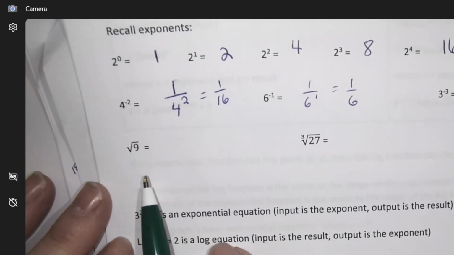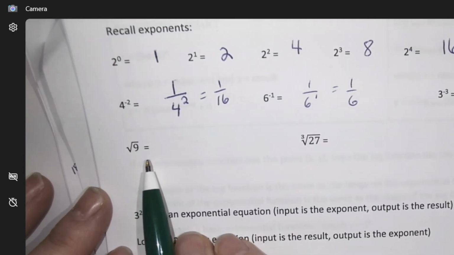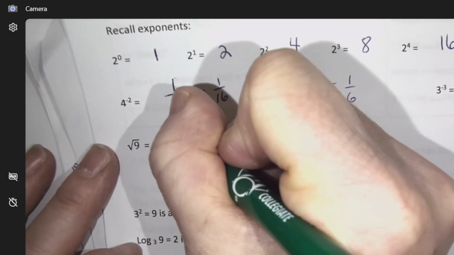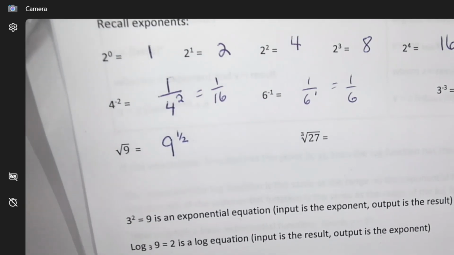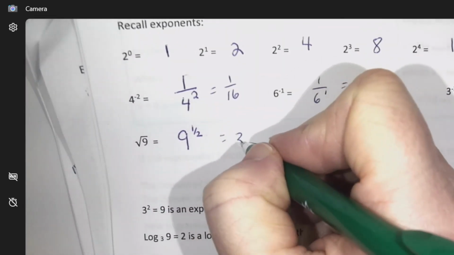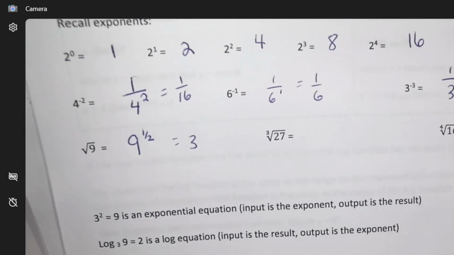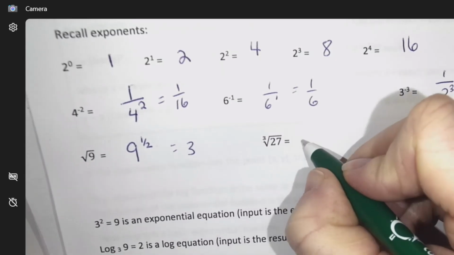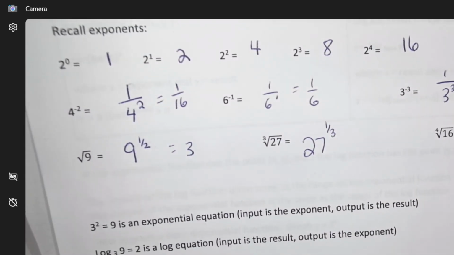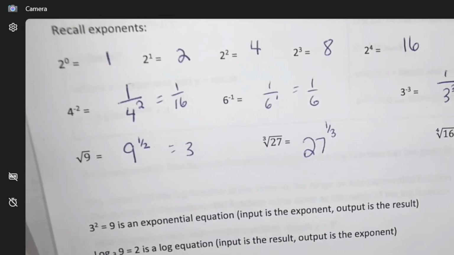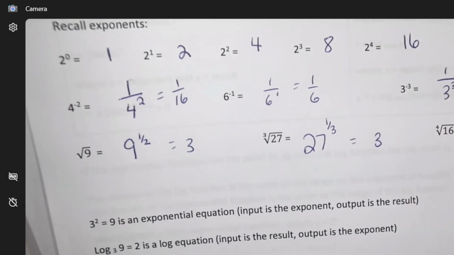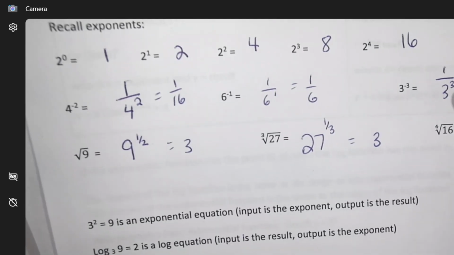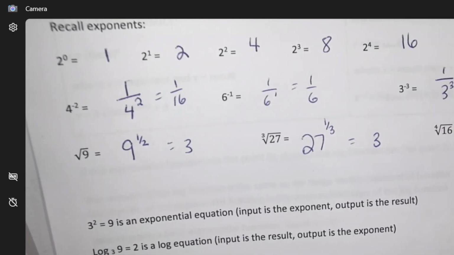Okay, then this is also something you learned in grade 10. The square root of 9 is also the same way of writing 9 to an exponent of 1/2. That is the same thing in math. Okay, which obviously would then equal 3. This is a cube root, which is the same thing as writing a 1/3 exponent, which would be 3. And the 4th root is the same as an exponent of 1/4.